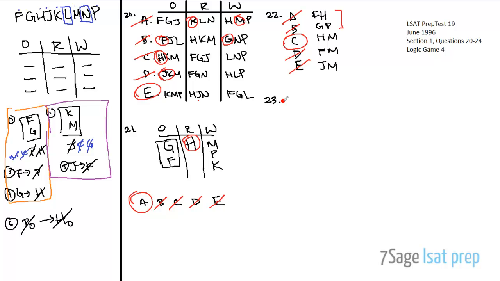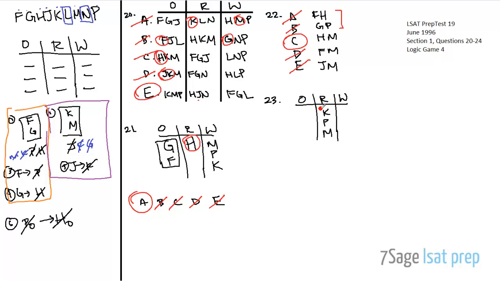Let's keep moving. Question 23. If Kenji and Paul are both assigned to recycling, which of the following could be true? So once again, we draw this, right? And now Kenji and Paul are both assigned to recycling. Well, if Kenji's here, then Marcus has to be there as well. So K, P, and M are here, right?